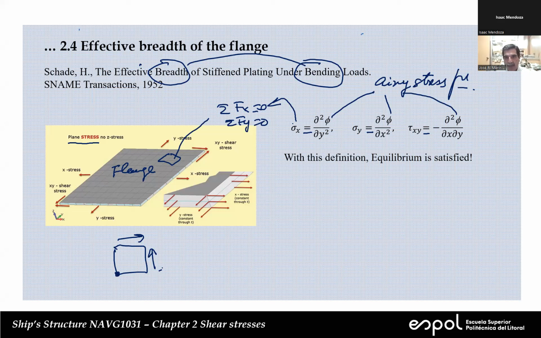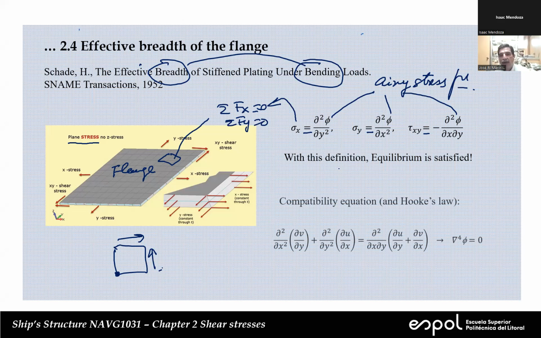But right now, we are saying that by defining phi in this way, we satisfy this. So we need another equation in order to solve this problem. And this is what we call the compatibility equation. It's a very long name, compatibility equation.